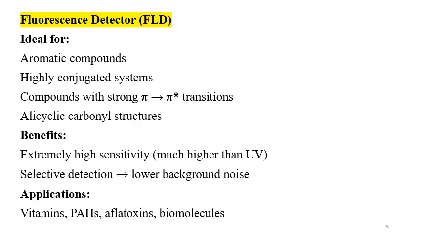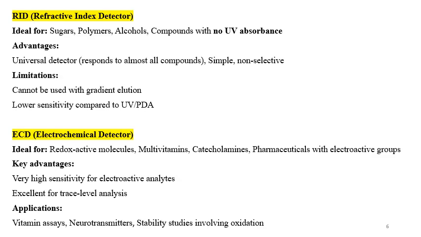Then the FLD detector, fluorescence detector. It is ideal for aromatic compounds, highly conjugated systems, compounds with strong pi-pi transitions, and acyclic carbonyl structures. Benefits of FLD detectors: extremely high sensitivity, much higher than the UV, and selective detection. So it gives you lower background noise. Applications: for vitamins, aflatoxins, biomolecules, you can go for the use of a fluorescence detector.